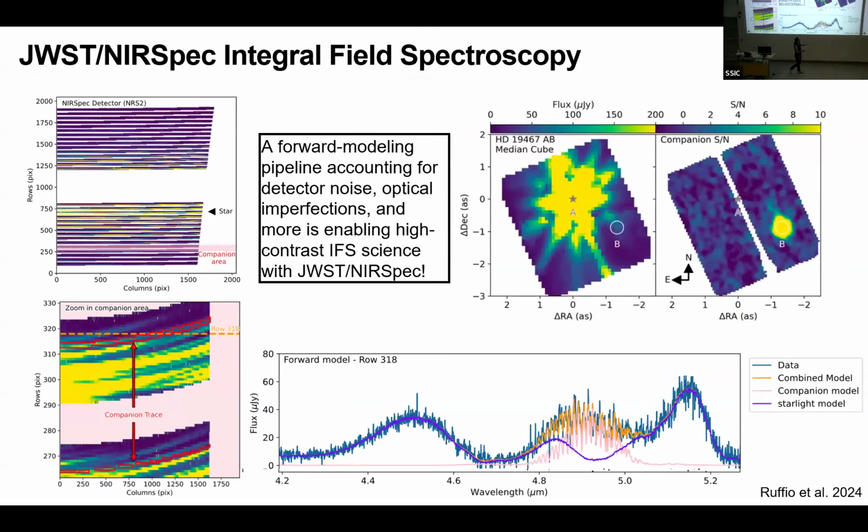People have also put a lot of effort into recovering planets in integral field spectroscopy with NIRSpec. This is kind of a busy slide, but the important takeaways are that we've been doing this by modeling the actual traces on the NIRSpec images, and including forward modeling of things like detector systematics and optical imperfections. And this helps us to recover spectra of relatively close-in low-mass companions.